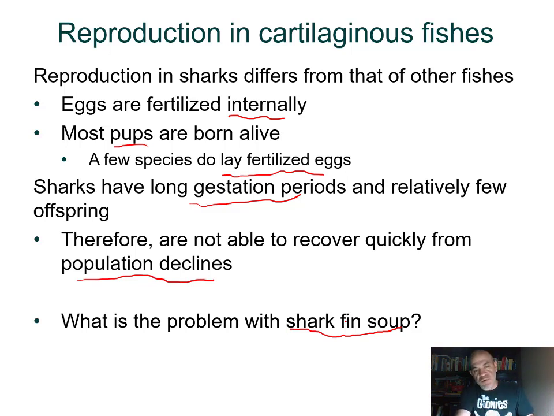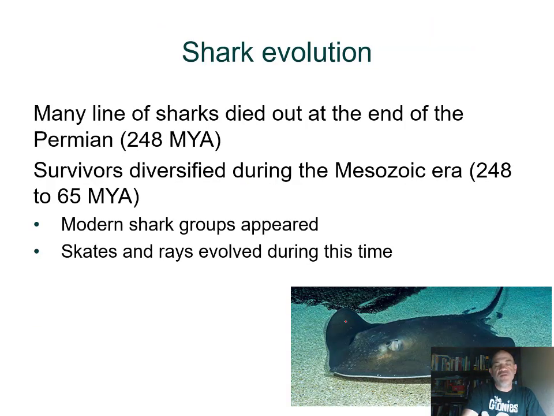All ecosystems require this top-down control from predators. Otherwise, the ecosystem has lost an important component. So that's how shark fin soup is a problem, and it's related to the slow reproduction that sharks have.